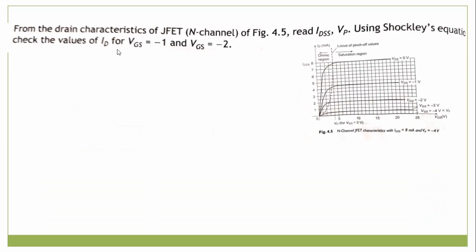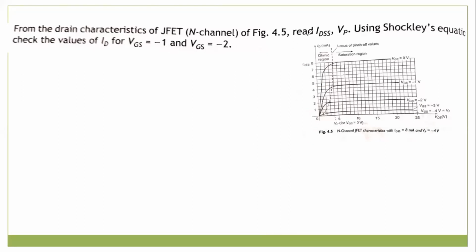So first I will start with the first problem. In this problem, they specified the drain characteristic of a JFET as shown in figure 4.5. We need to read the IDSS and VP from this graph. Using the Shockley equation, check the value of ID for VGS equal to minus 1 and VGS equal to minus 2. By observing the graph, we can find some parameters.